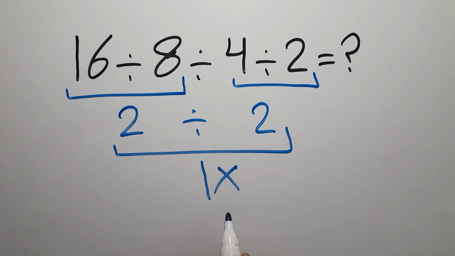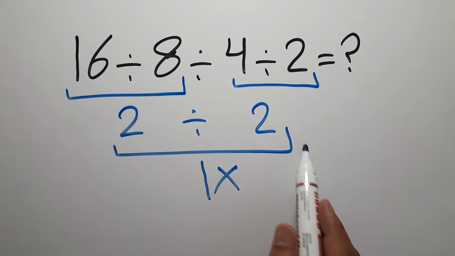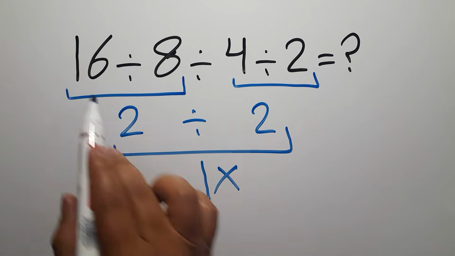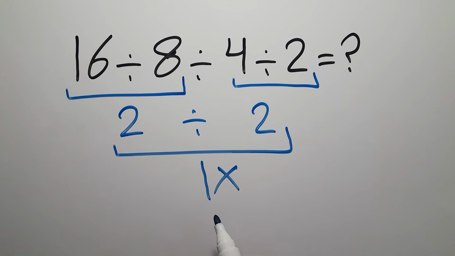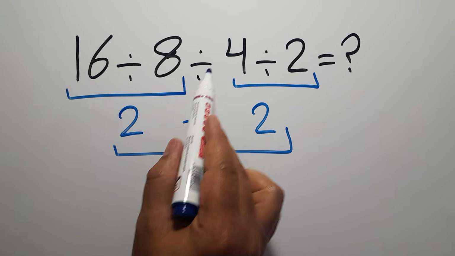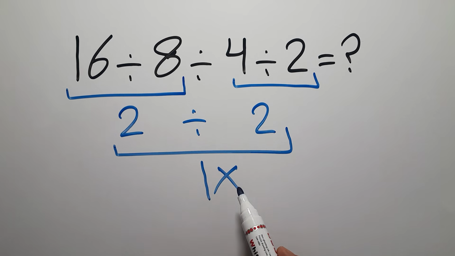Because according to the order of operations, when we have more than one division in an expression, we have to work from left to right. So first we have to do this division, and then this division, not this division. Finally, we have to do this division.